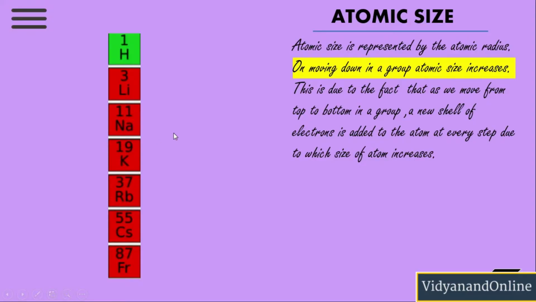Atomic size is represented by the atomic radius. So let us first write K, L, M, N, right? These are the number of shells. Hydrogen will have 1 electron in the K shell.